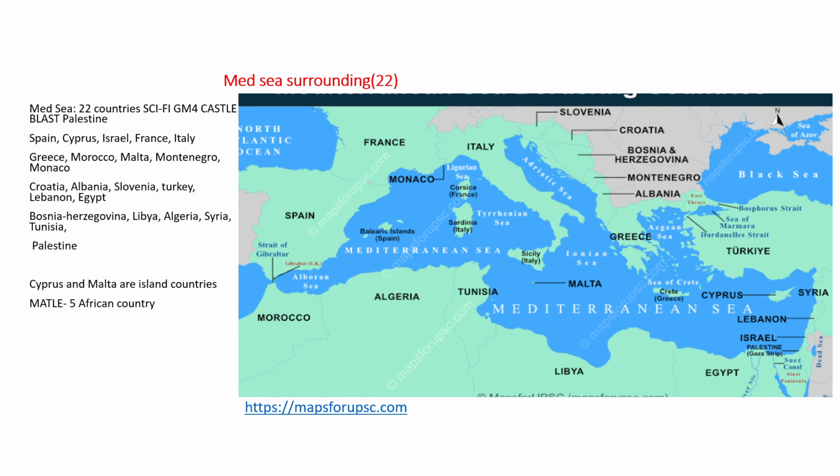Next up, you can remember there are 5 African nations: Morocco, Algeria, Tunisia, Libya and Egypt, and you can remember it as Matle. These are the 5 African nations in this. This is included in the 22, by the way.